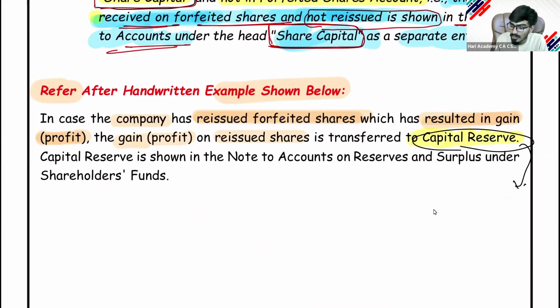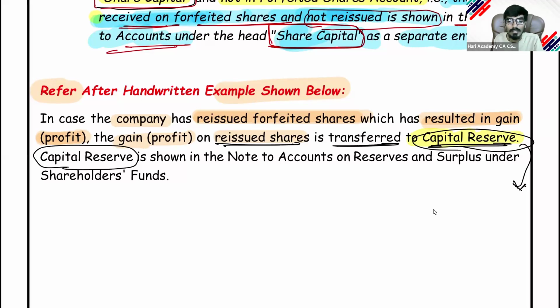Why is it transferred to capital reserve? We will see it later, when I cover reserves and surplus. The profit on reissued shares is transferred to capital reserve. So capital reserve will also be shown under shareholders' funds only, but under a different heading, not under share capital, but under the heading reserves and surplus.